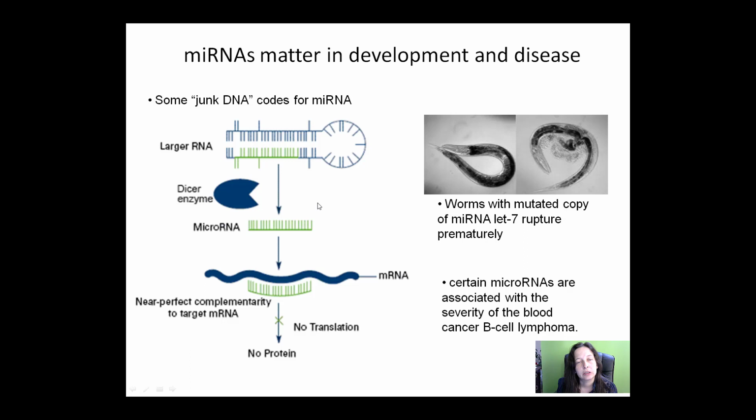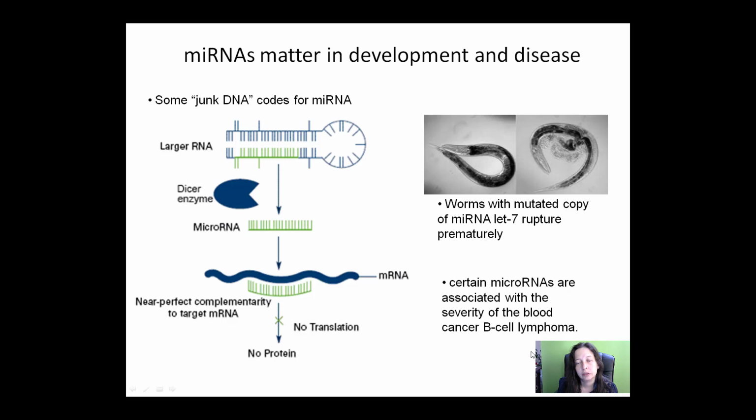Then an enzyme called dicer chops it into a smaller fragment called microRNA, and now microRNA recognizes and binds to a specific mRNA transcript through complementary binding and marks it for destruction. So this is a way that a cell can prevent mutant mRNAs from being translated.